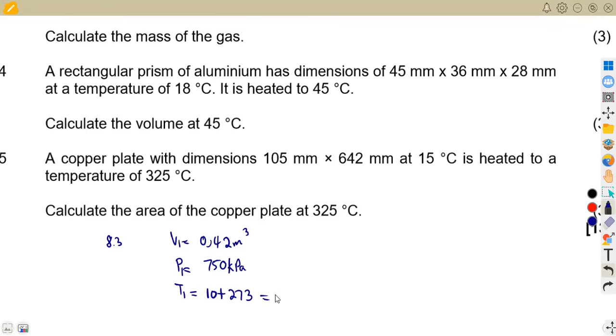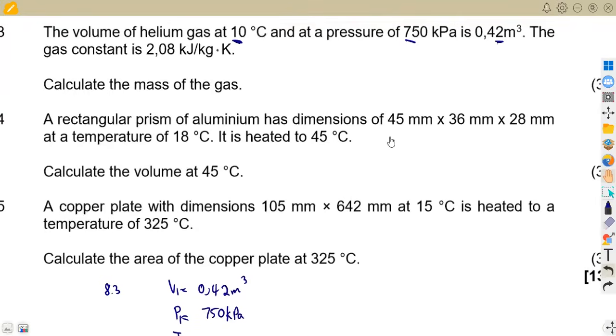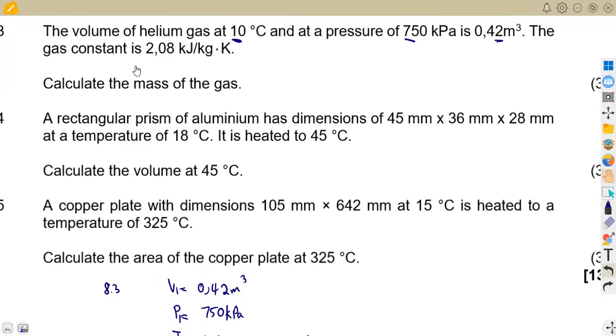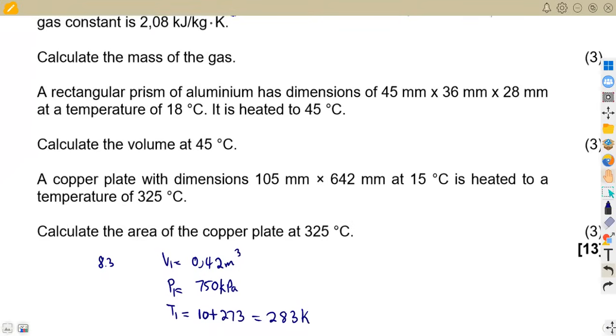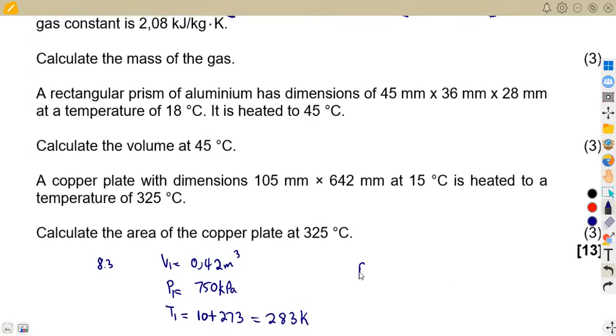So this is going to give us 283 in kelvins in this case. All right. So this is our initial information. The gas constant is 2.08 kilojoules per kg Kelvin. We are given the coefficient, that is the gas constant, R in this case, being 2.08 kilojoules per kg Kelvin.